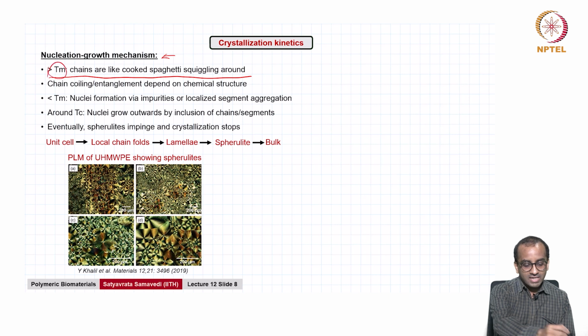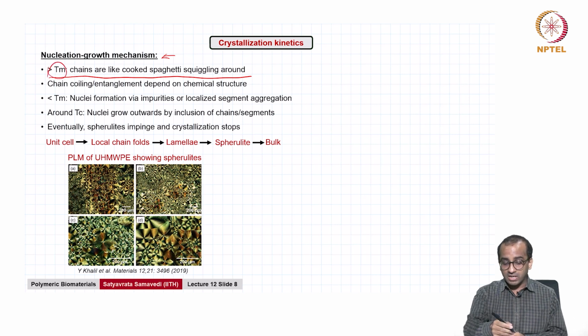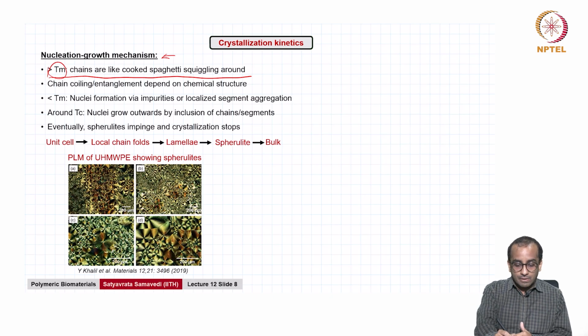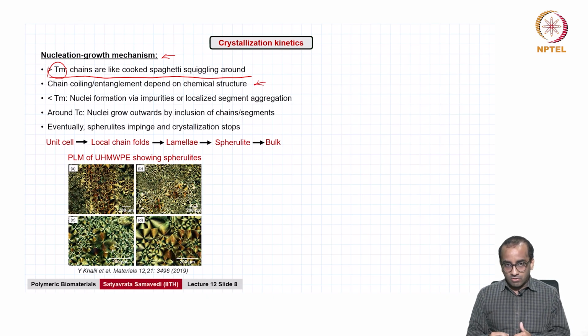So, above the melting temperature, these chains are squiggling around, and remember, under these conditions, one thing that should come to your mind right away is the idea of conformations that we saw in an earlier lecture. Chain coiling or entanglement will depend upon the chemical structure, and again this is something we have seen earlier.